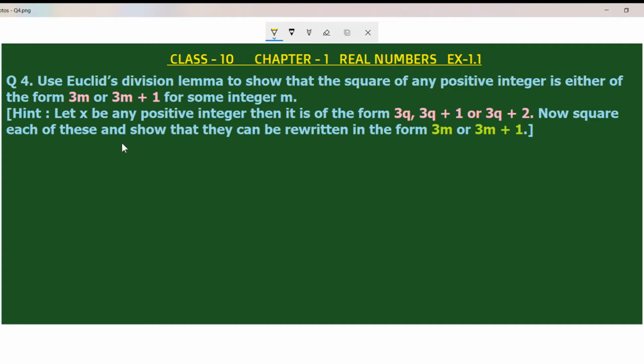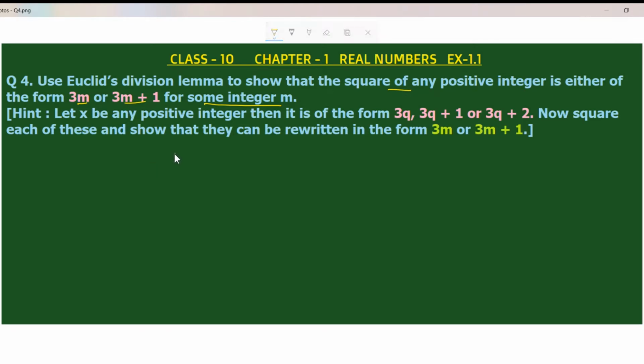In today's class, we are going to solve question number 4 from exercise 1.1, class 10, chapter 1, real numbers. The question is: use Euclid's division lemma to show that the square of any positive integer is either of the form 3m or 3m plus 1, where m is some integer. Here we need to show the square of any positive integer can be written like this, 3m or 3m plus 1. Already we have solved question number 2 like this.